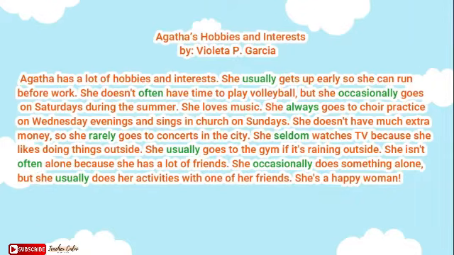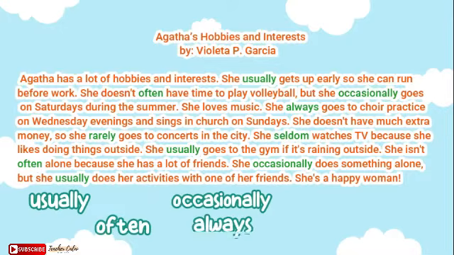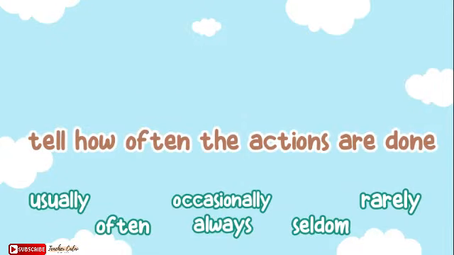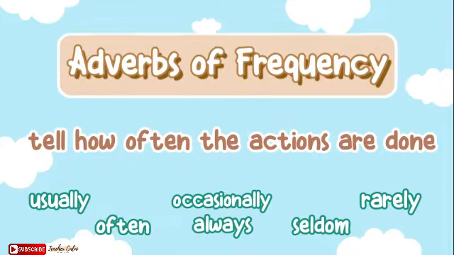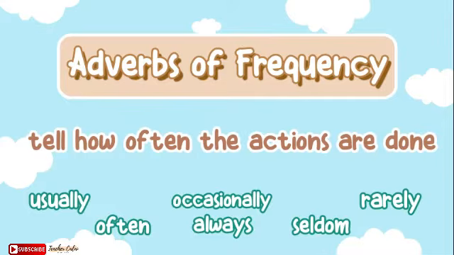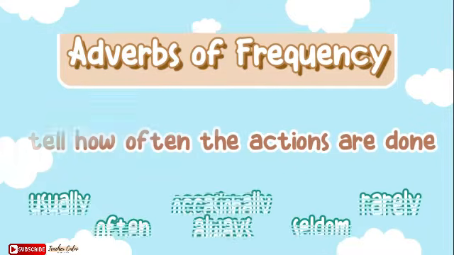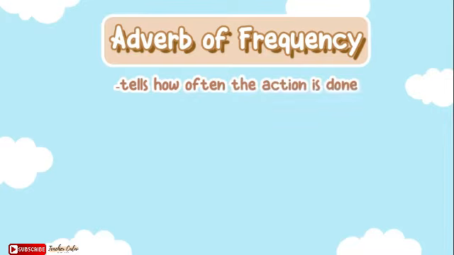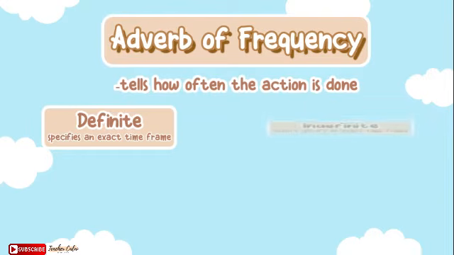Look at the following highlighted words used in the selection. Usually, often, occasionally, always, seldom, and rarely. All these words tell us how often the actions are done. And these words are called adverbs of frequency. Once again, when we say adverb of frequency, it tells us how often the action is done.